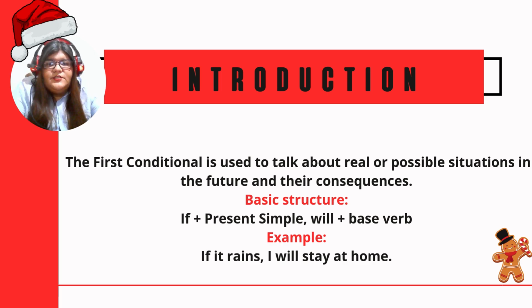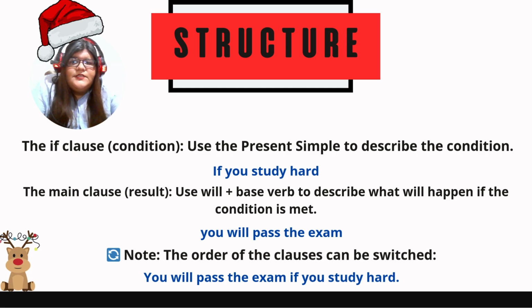And we have here the introduction. The first conditional is used to talk about real or possible situations in the future and their consequences. The basic structure for the first conditional is if plus the present simple, will plus the base form of the verb. Then we have, for example, if it rains, present simple, right? I will stay at home. If you see here, we have the auxiliary verb will plus the verb in its base form, stay at home, the complement.